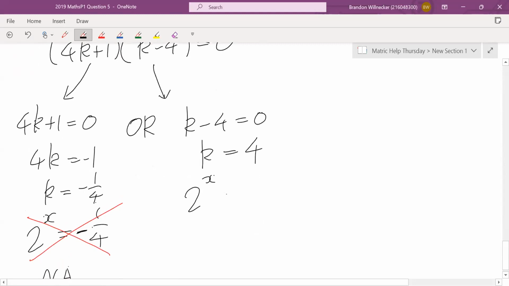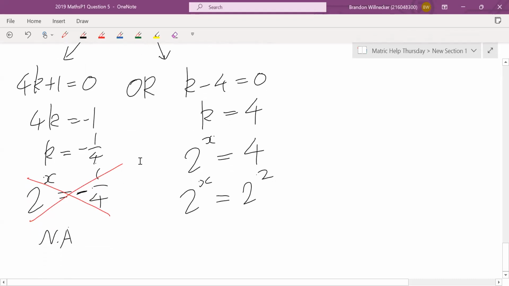So 2 to the x is equal to 4. Now, remember what I've been saying this whole time. Whenever you're working with exponentials, make sure you have the same base. Because if you have the same base, you can compare the exponents. Okay, so we've got base 2, base 4. 2 is the smaller base, so we should write everything as base 2. So this will be 2 to the x is equal to 2 squared. It's just another way of writing 4.